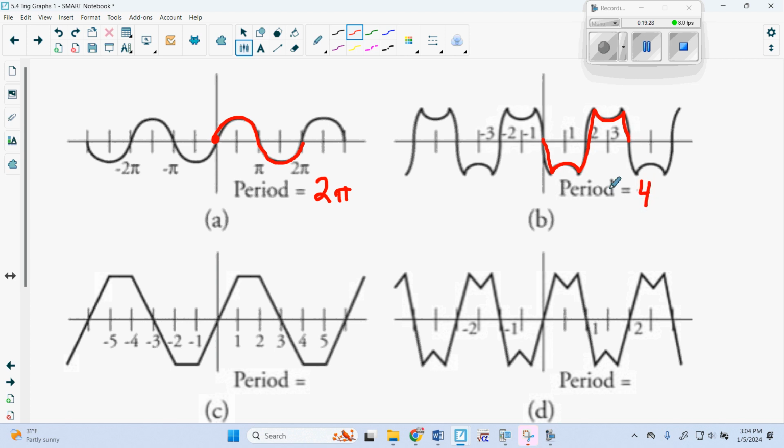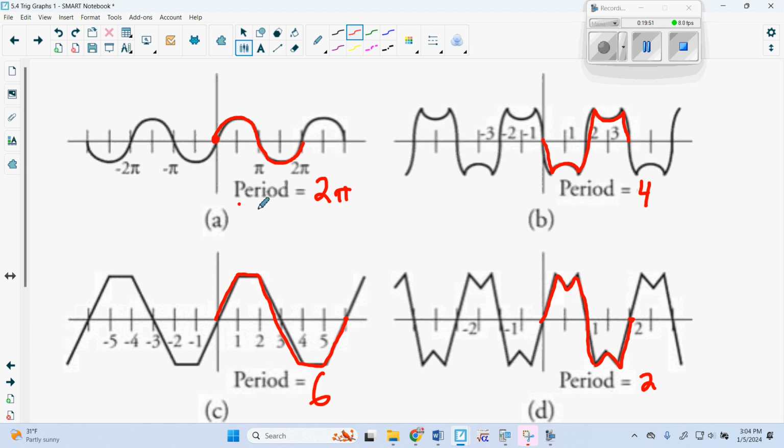My period is 4. Here, when do I start over? I go up, down, right there. I am now starting over, so my period is 2. Here, start here, up, level off, down, level up, and I get back to here. I am starting over, so my period is 6.